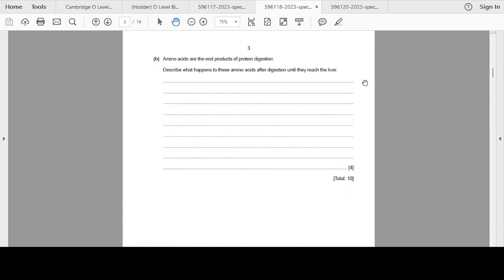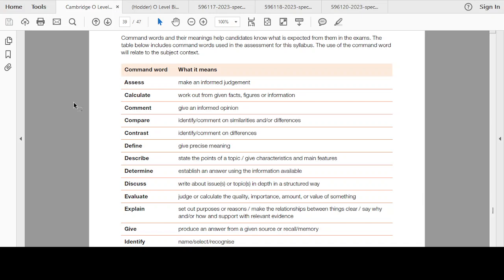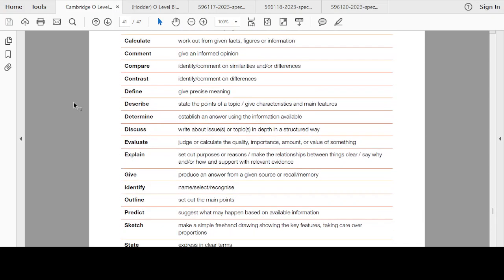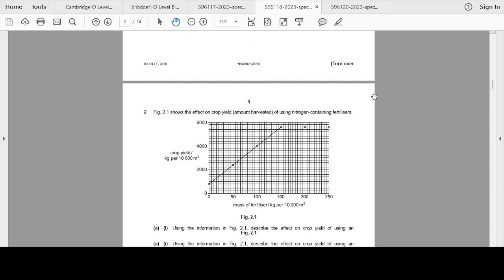You've got, right, a describe question over here. So going back, what are you being asked for? Describe: state the points of a topic or give characteristics and main features. So that's what they're asking you over here, right? Describe what happens to these amino acids after digestion until they reach the liver. So give the main points of the process of digestion and what happens up until reaching the liver.